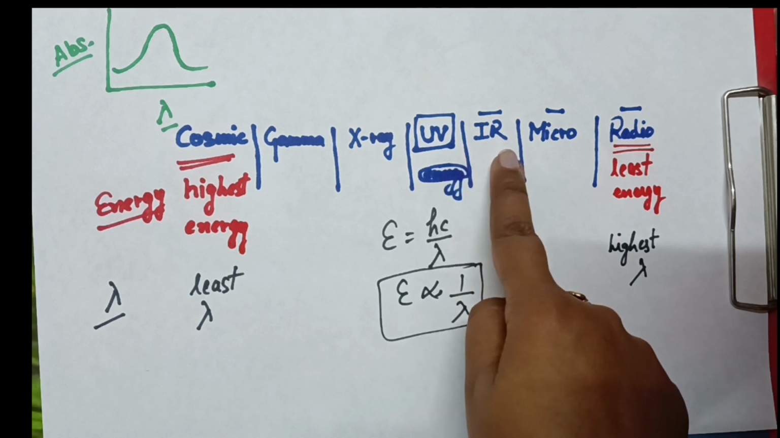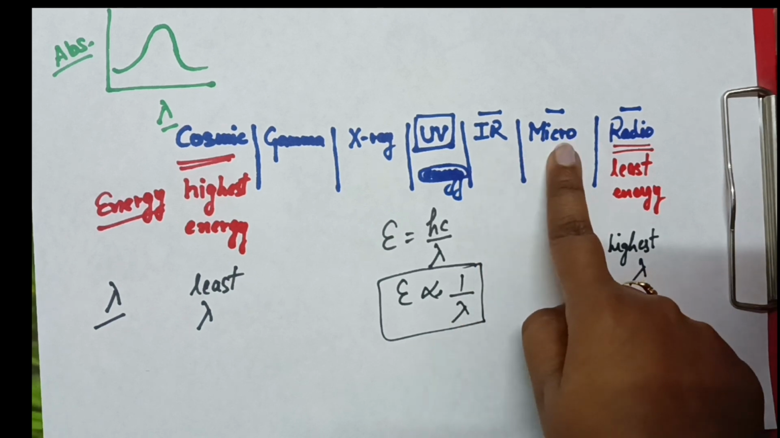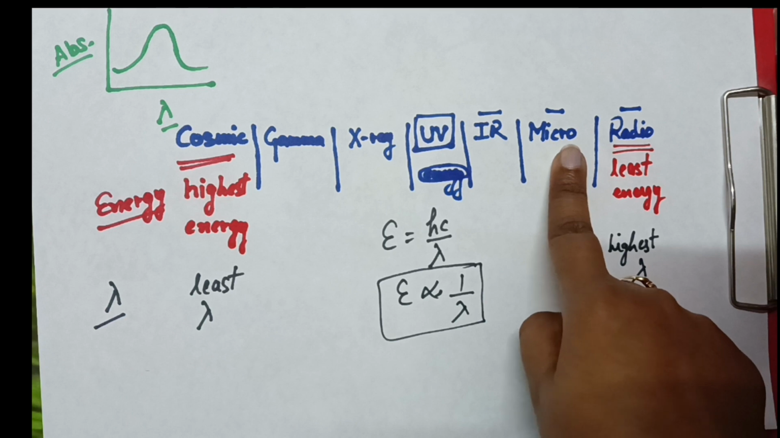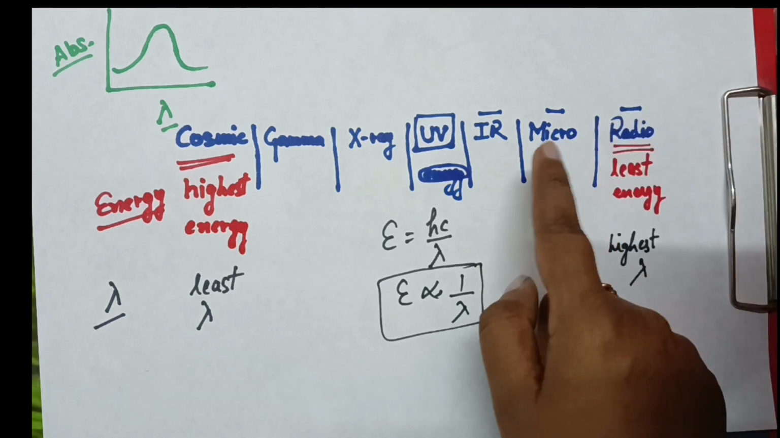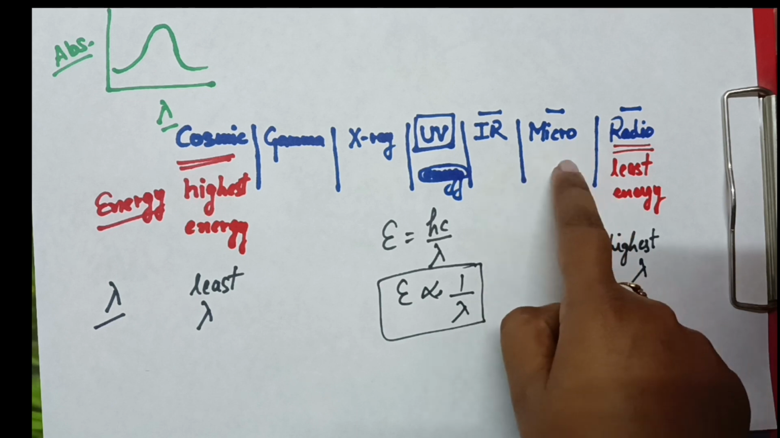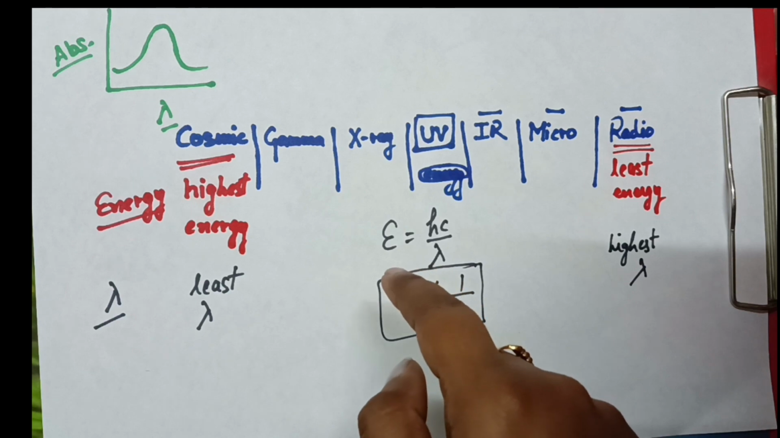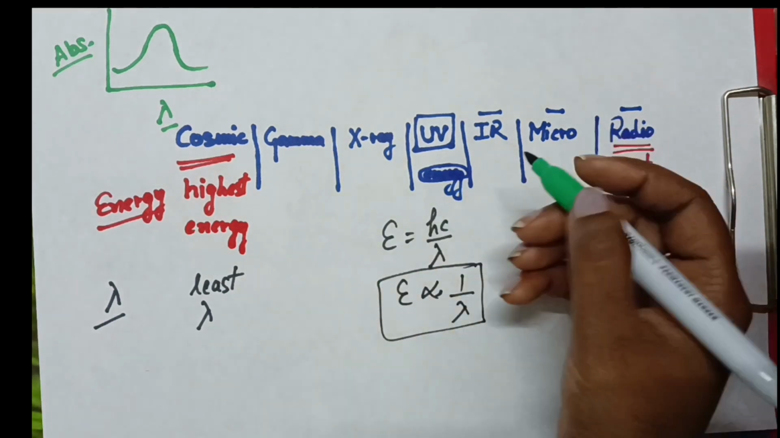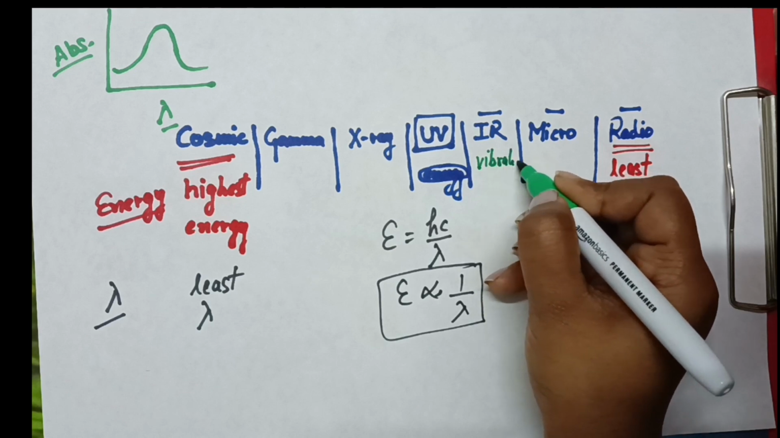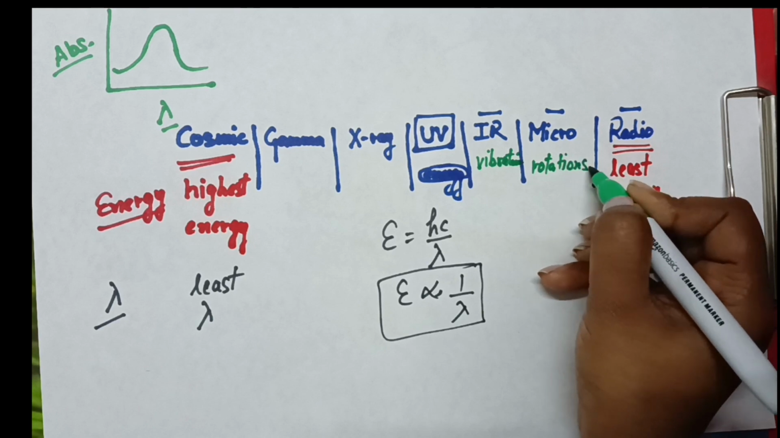So in the IR region, vibrations are observed. In the microwave region, rotations are observed. We will talk about these two only right now. In IR, we have vibrations, and in microwave, we have rotations. So we'll better write that. Here we will have vibrations, and here we will have rotations.